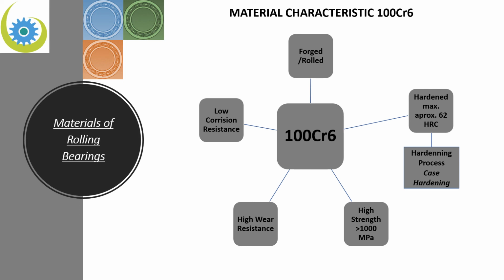On this slide, some other points concerning the material. I will summarize it. Advantages: after the hardening processes, we reach a high hardness of approximately 62 Rockwell. The most applied hardening process here is case hardening. We have also a strength of more than 1000 megapascal.